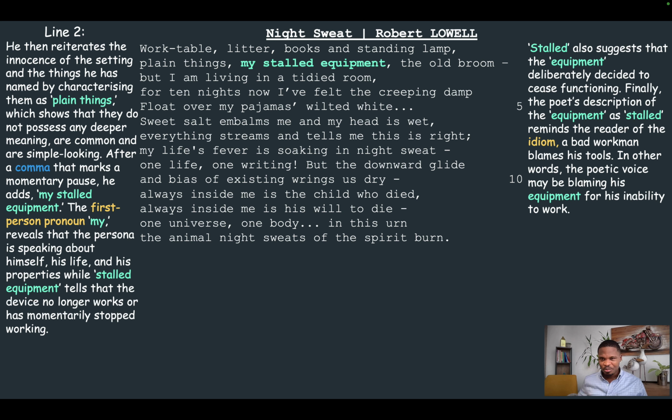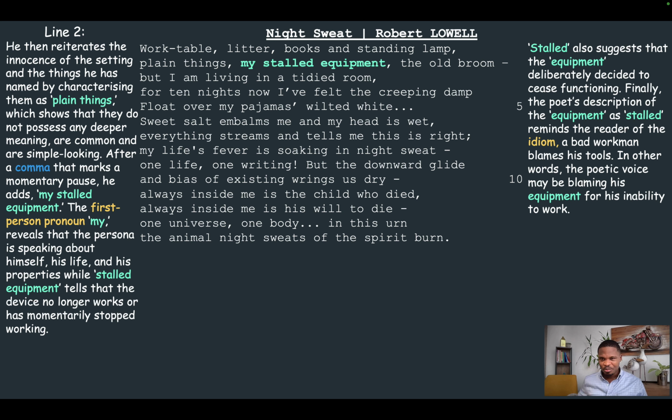Now, the poetic voice's decision to mention the items in his room in lines 1 and 2 creates the impression that he's giving the reader a guided tour. So that is really key, because it comes across as very innocent. And you ask yourself a question: why does he list these items? Right? So the fact that he's giving the reader a tour is really, really important.